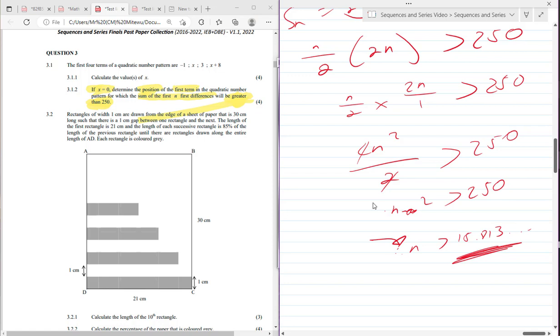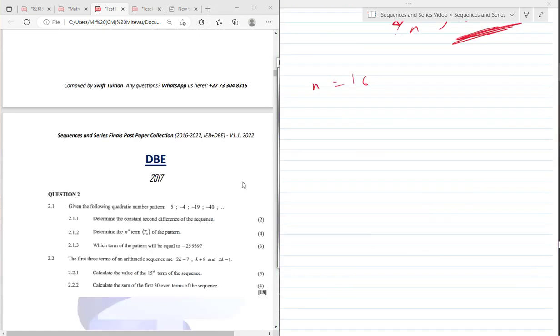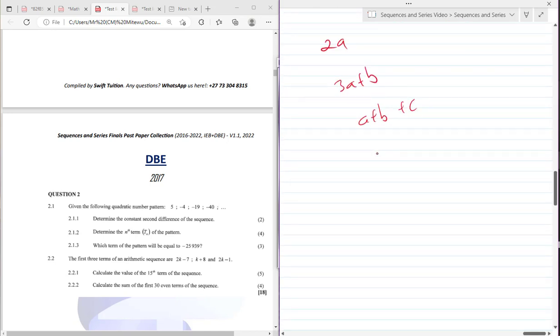It matches my prediction. So I can then say that n is equal to 16, and that would have been my answer. Now we're not going to go and do this problem properly. I'm just going to explain the concept behind it, and that relates to the 2a, the 3a plus b, and the a plus b plus c thing that I wrote down. Now, where do these things even come from?